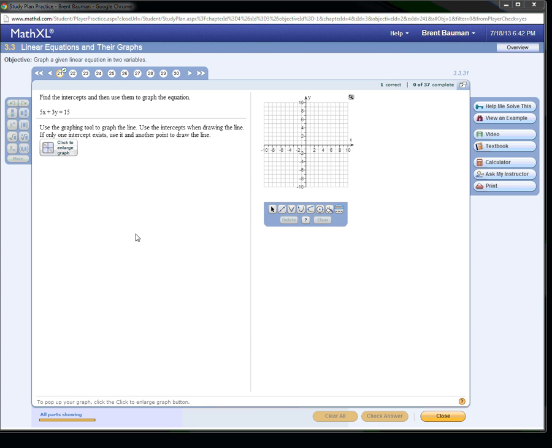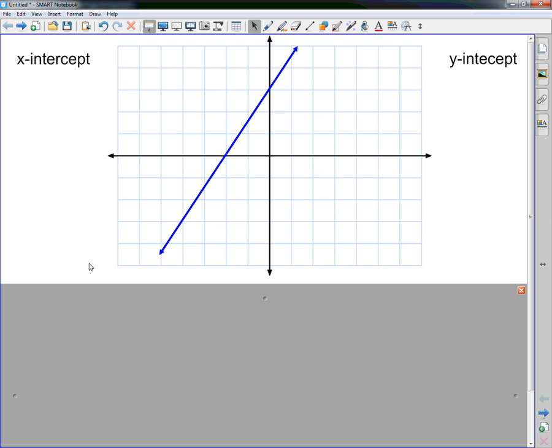Hello class, today we're going to look at graphing a linear equation using the x-intercept and y-intercept. So our problem we're working with here is 5x plus 3y equals 15. Let's go ahead and talk a little bit about intercepts first, and then we'll come back to the problem.